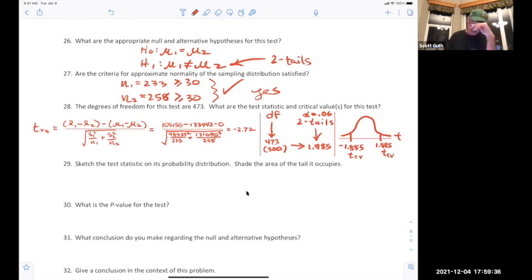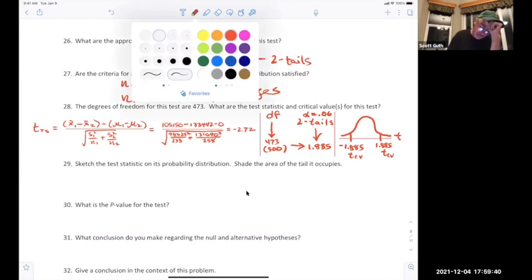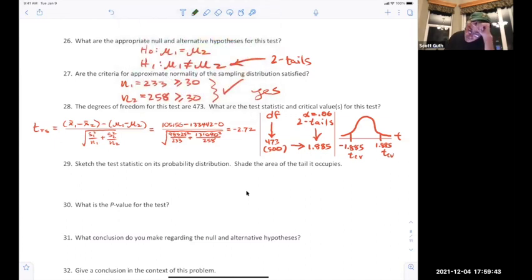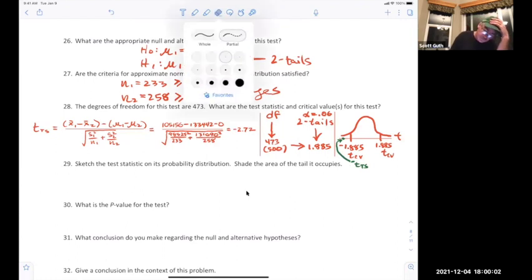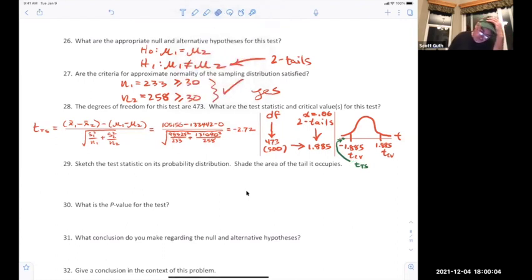And then, of course, our test statistic was negative 2.72, which is going to land in the left tail over there. I don't know if I can squeeze that in, but I'll just put a little dot down here with an arrow referring to that. That's the test statistic out in the left tail.